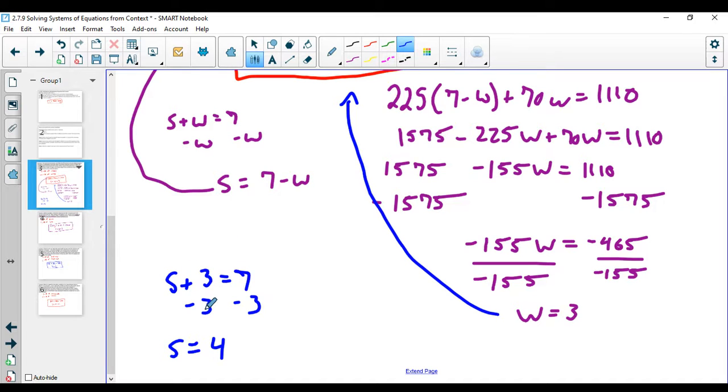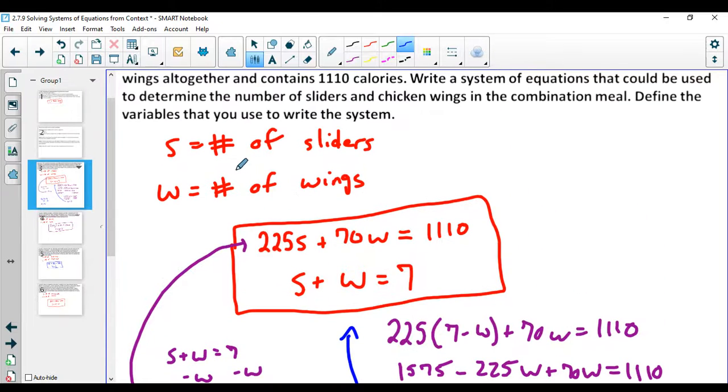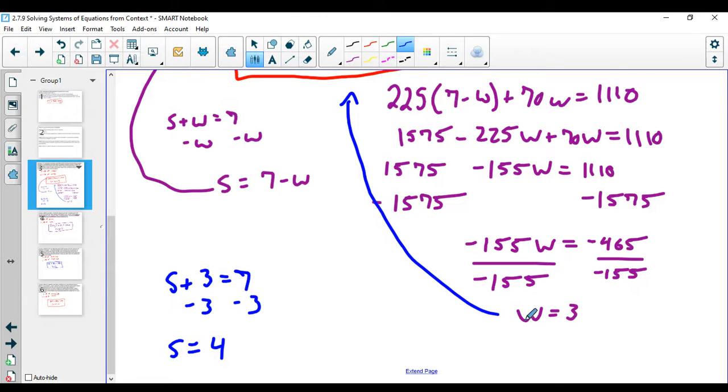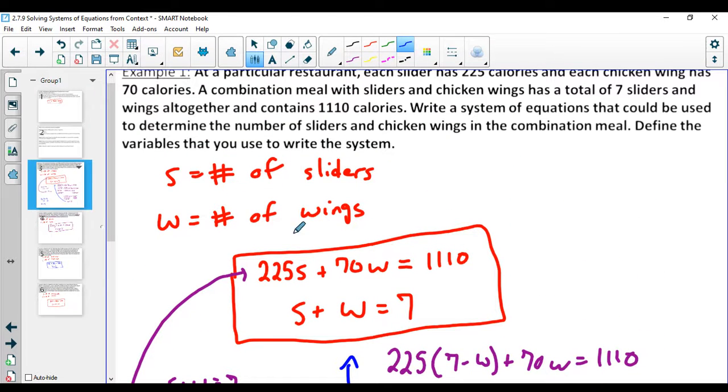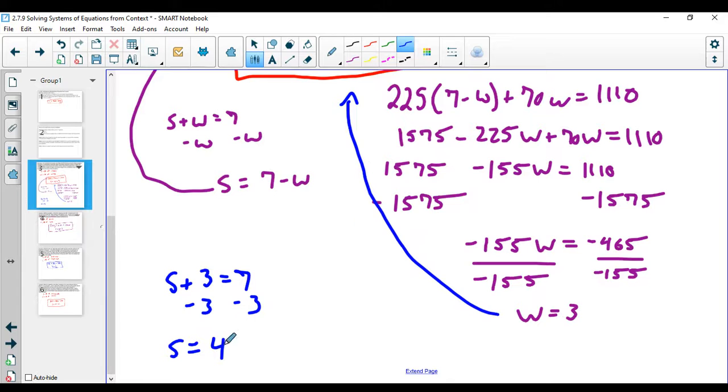So the answer is 3 wings and 4 sliders, right? So it's solving, which we've done plenty of, but now, just make sense of it, which is why I think labeling it W and S for wings and sliders is better than like X and Y, because at the end you can say, okay, the number of wings we have is 3, and the number of sliders we have is 4. And you should look back to your original, what you set S and W equal to, to figure out what they are.